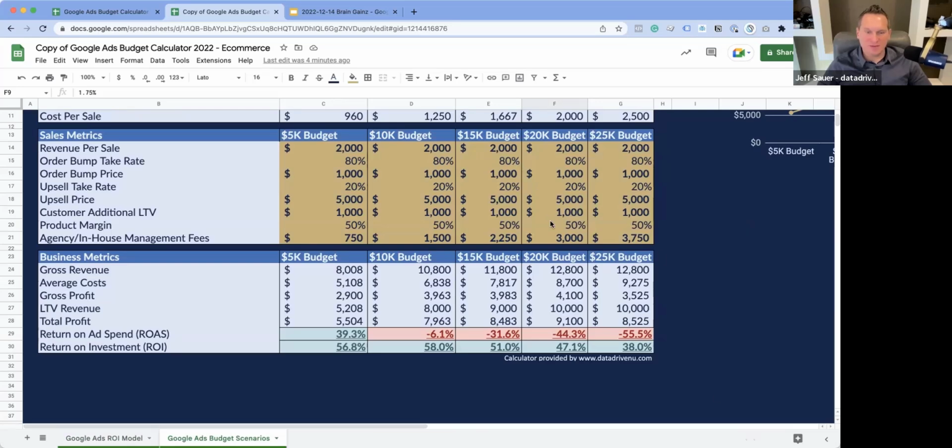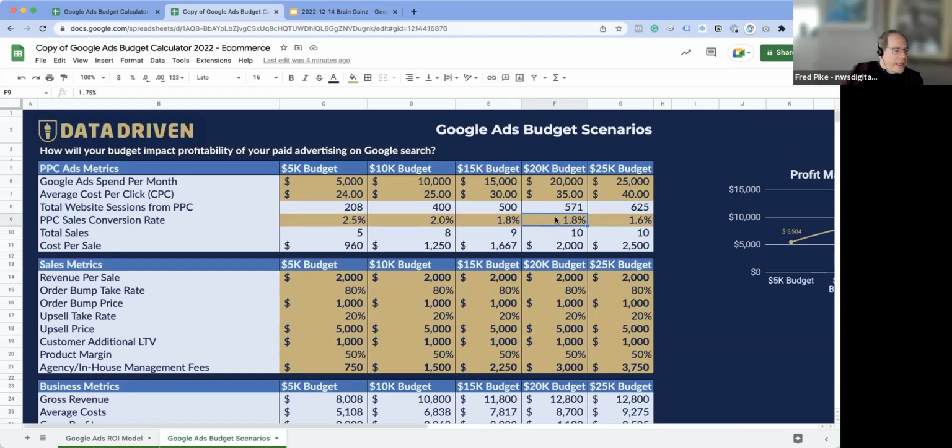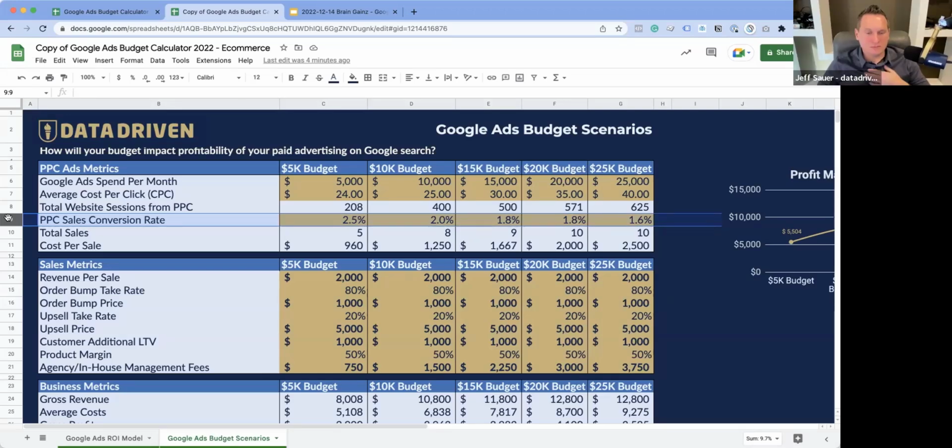So yeah, Fred. On this one, line 9, the conversion rate you have dropping as you spend more. Is that just an assumption, or is that based on what you're actually seeing? Yeah, so this is all assumptions right now.